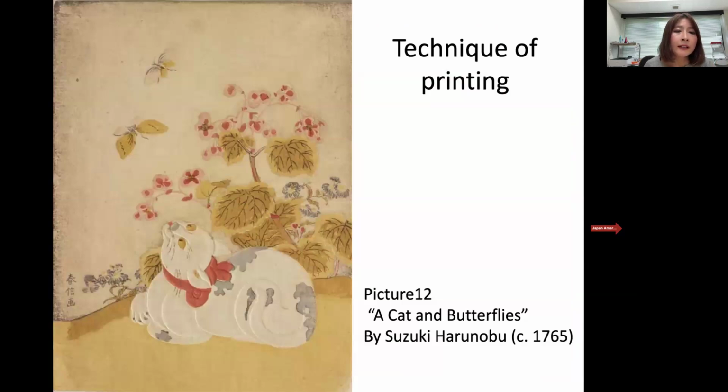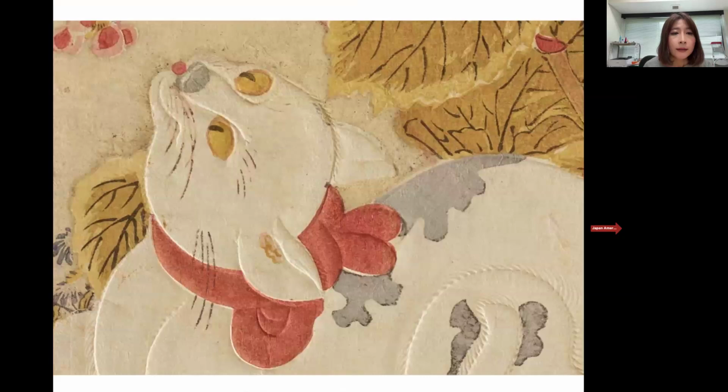And outlines like this one. The contour lines of this cat are expressed by unevenness. The same is true of the fur. So are the outlines of butterflies and the flowers. The next, please. These techniques require a lot of force to print and damage the wood, so not many can be made. It was used for relatively expensive works. The next, please.